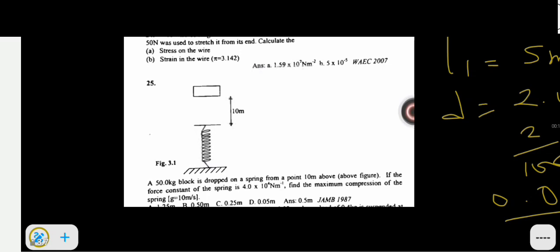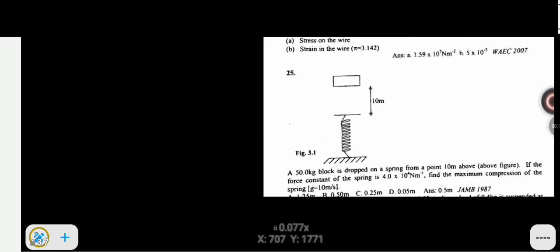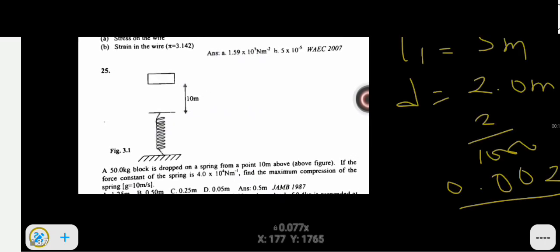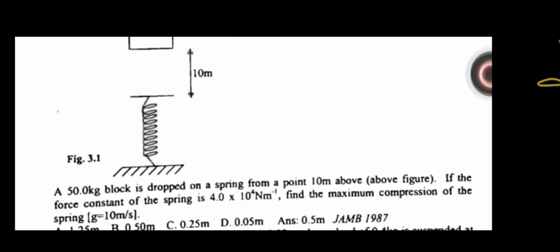Let's take the next question. So for number 25, you look at this question, it's very, very simple. We are told that a 50 kg block is dropped on a spring from a height of 10 meters above, as you can see in this diagram. If the force constant of the spring is 4 times 10 to the power 4 Newton per meter, you have to find the maximum compression.